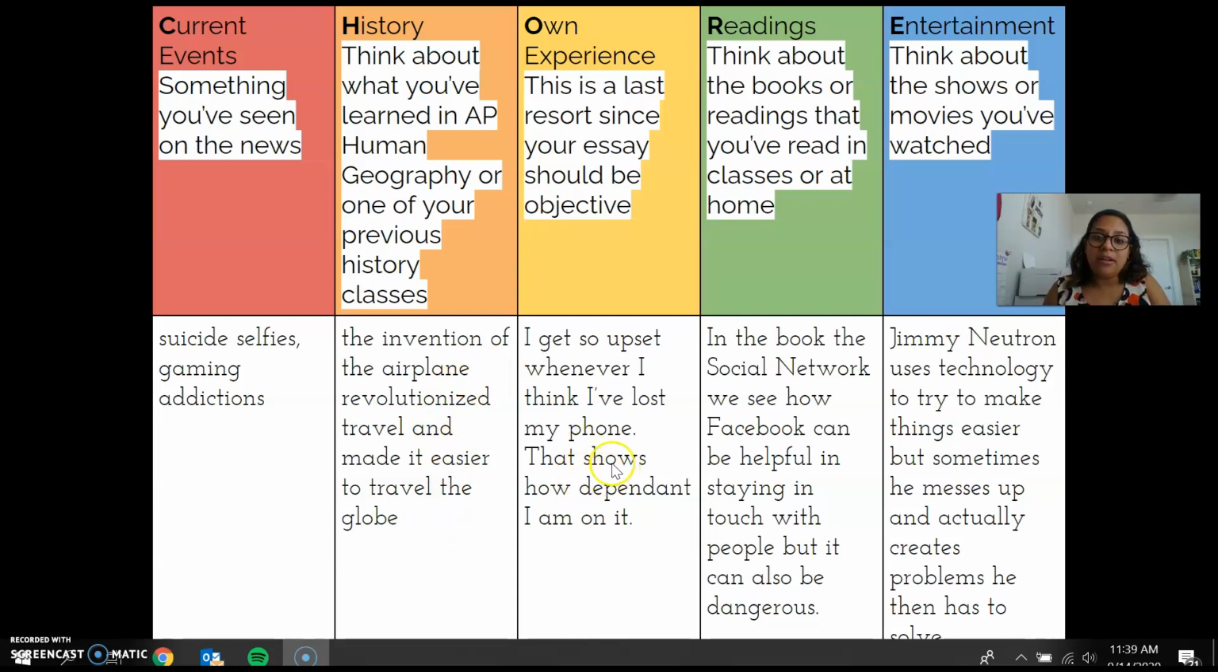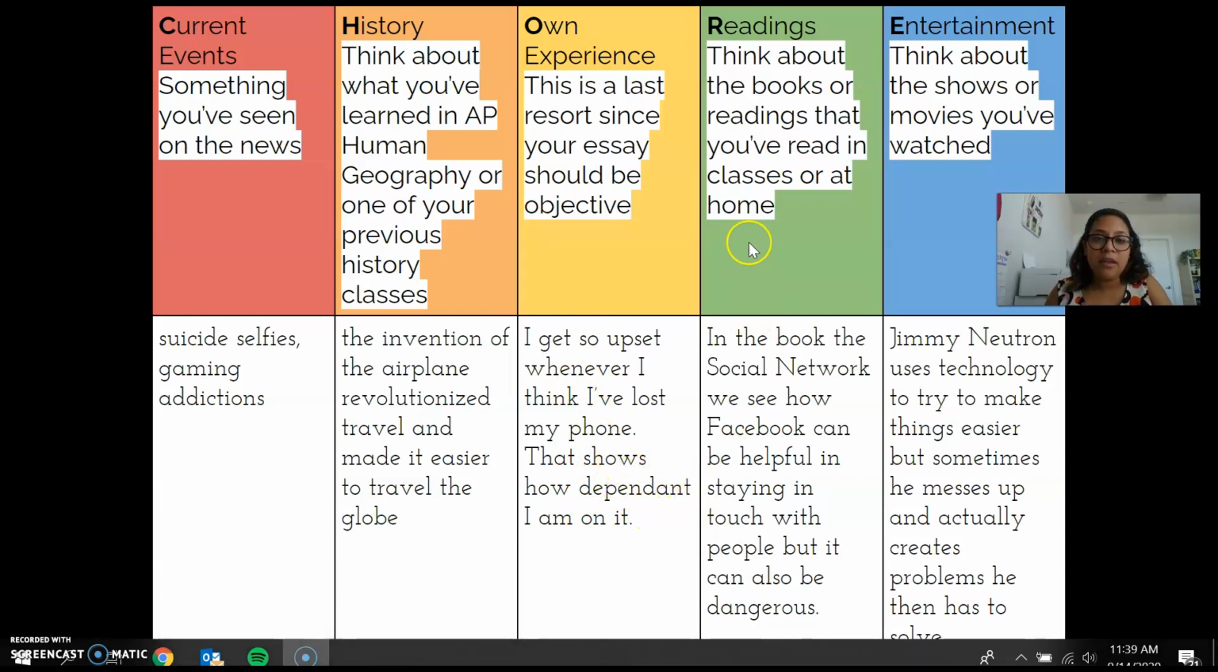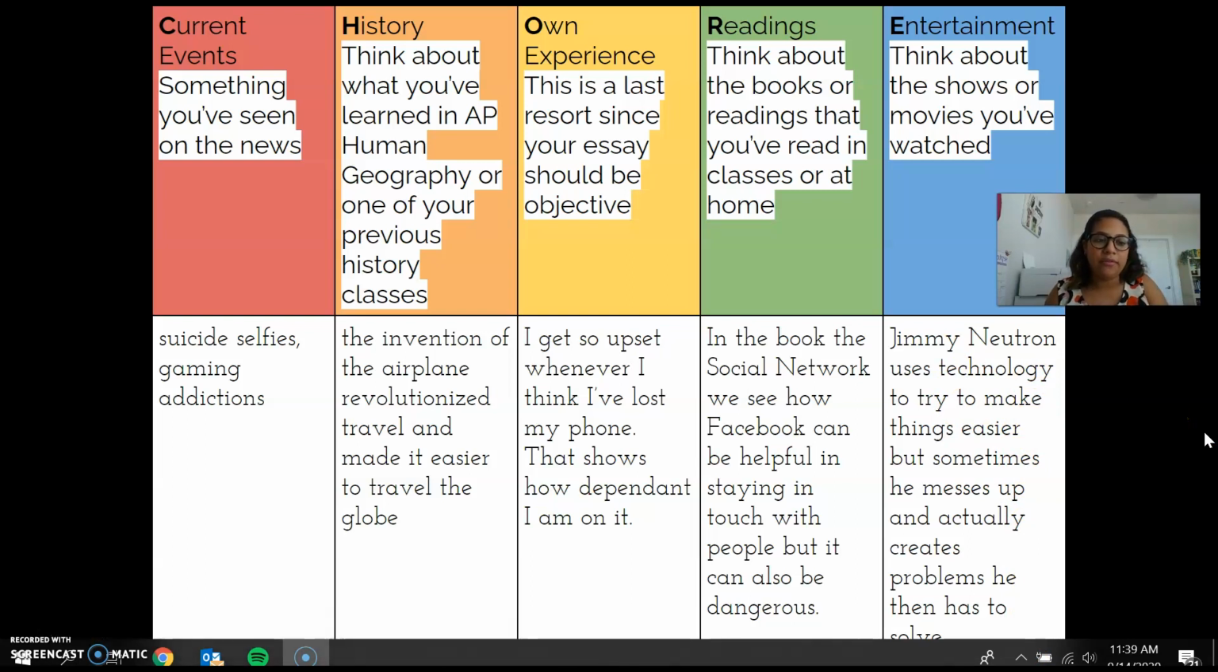In my own experience, I think about how I get so upset whenever I think I've lost my phone. That shows how dependent I am on it. With readings, let's pretend that in the book, The Social Network, we see how Facebook can be helpful in staying in touch with people, but it can also be dangerous. And then finally, when I think about TV shows I've watched, Jimmy Neutron uses technology to try to make things easier, but sometimes he messes up and actually creates problems he then has to solve.